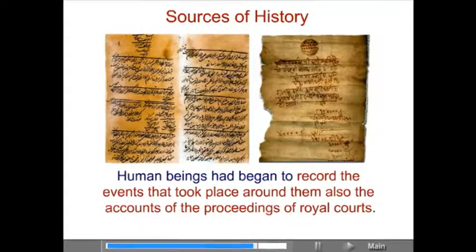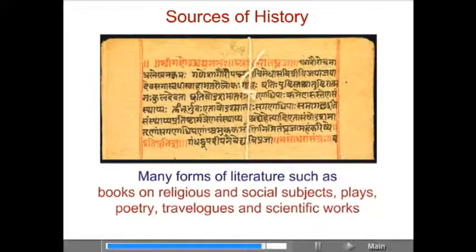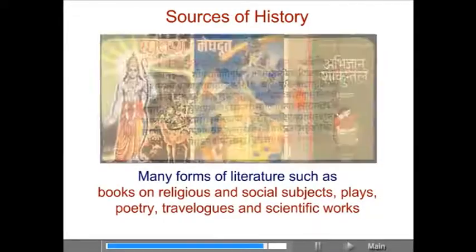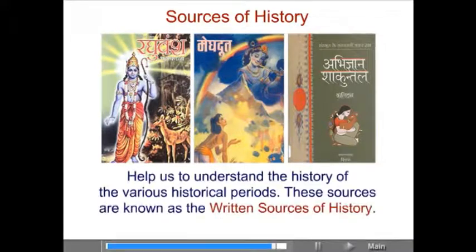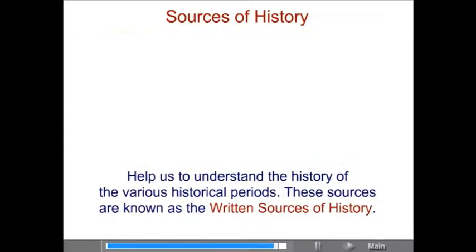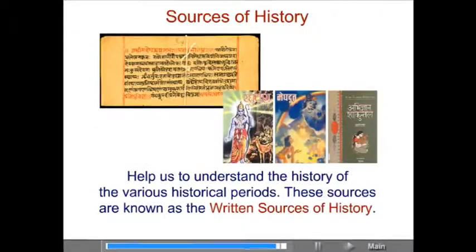Human beings had begun to record the events that took place around them, also the accounts of the proceedings of the royal court. Many forms of literature, such as books on religious and social subjects, plays, poetry, travelogues, and scientific works, help us to understand the history of various historical periods. These sources are known as the written sources of history.